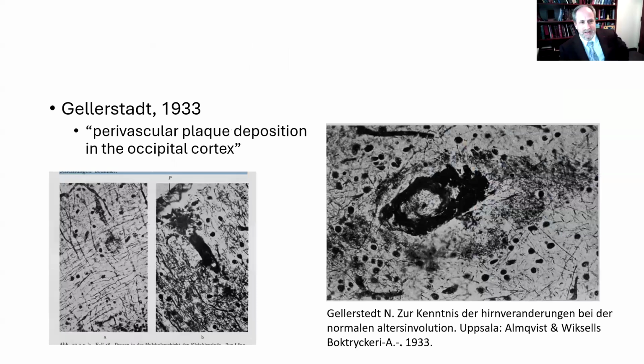This is an interesting publication. It's a dissertation from Gellerstadt from 1933, and I actually purchased a copy. And it's interesting to see what the knowledge base and the details of what was known even 100 years ago. Showing a nice picture of gyrophilic cerebral amyloid angiopathy, as well as a little bit of a dysphoric pattern.